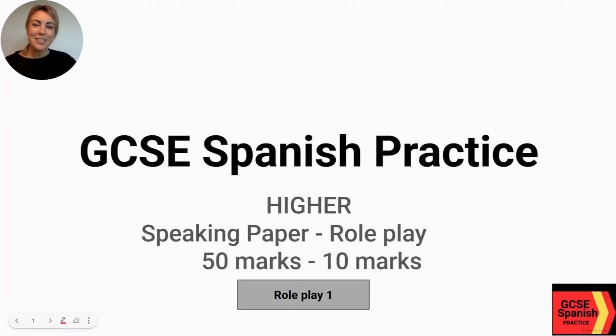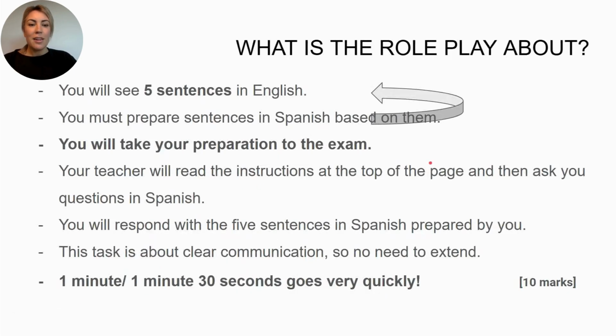GCSE Spanish Practice. My name is Marina, and today we're going to practice the role play part for the speaking paper higher tier. Now, this is 10 marks out of your 50 total marks for the speaking paper, so it's a good 20% of your final speaking grade, so it is worth knowing how to get it done right.